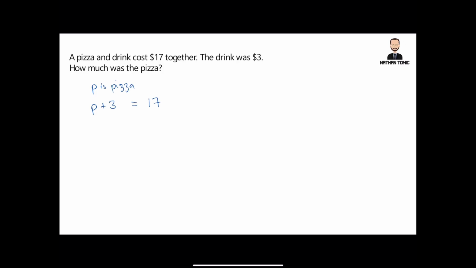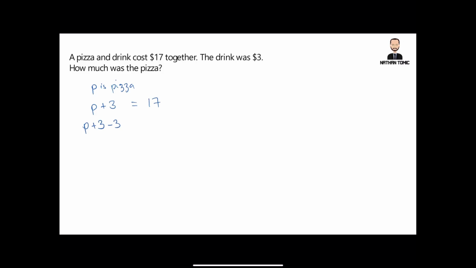Now notice we haven't included the dollar sign in our equation. That's fine, but we have to remember to include the measurement or the dollar sign or the units in our final answer. So P plus 3 is equal to 17. So this is a pretty straightforward one. We're just going to undo the plus 3. So we're going to do P plus 3, now minus 3, so that we undo it.